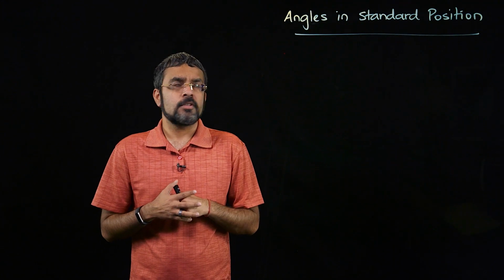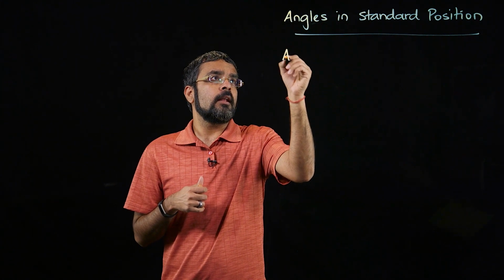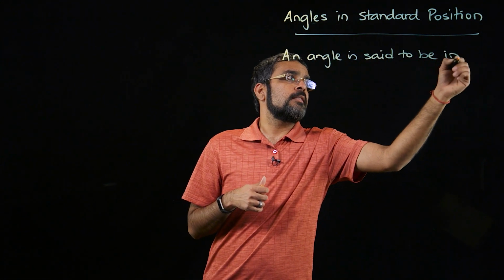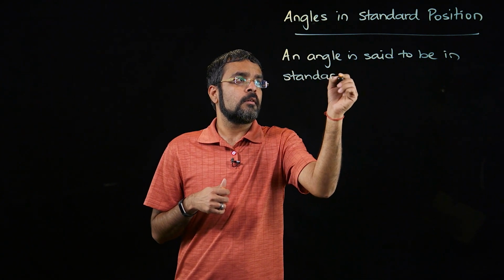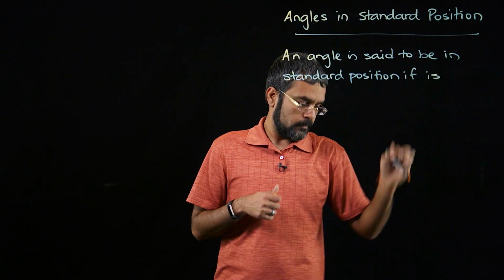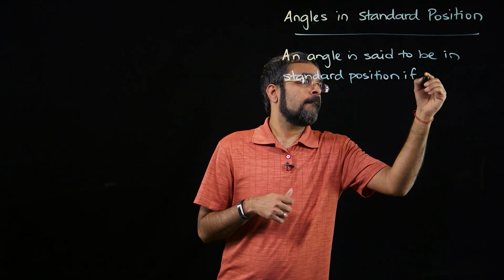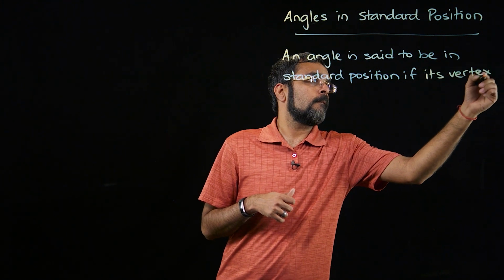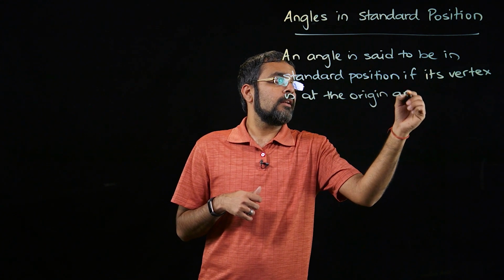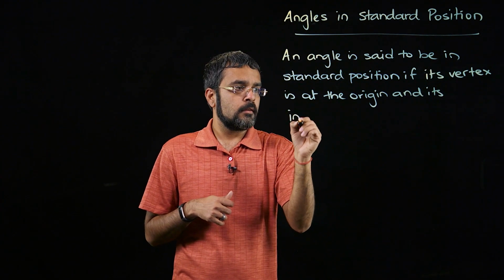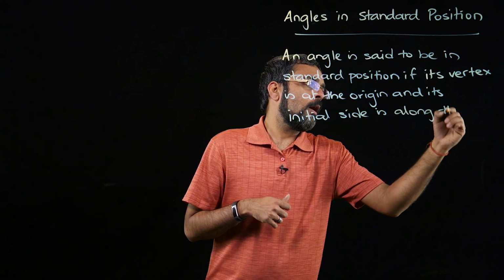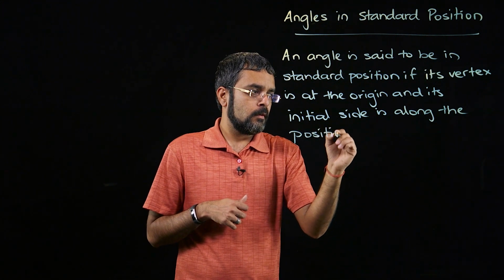Okay, so when is an angle in standard position, right? So we say that an angle is said to be in standard position if its vertex is at the origin and its initial side is along the positive x-axis.